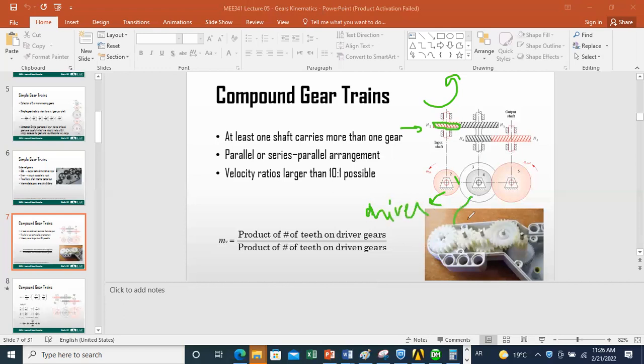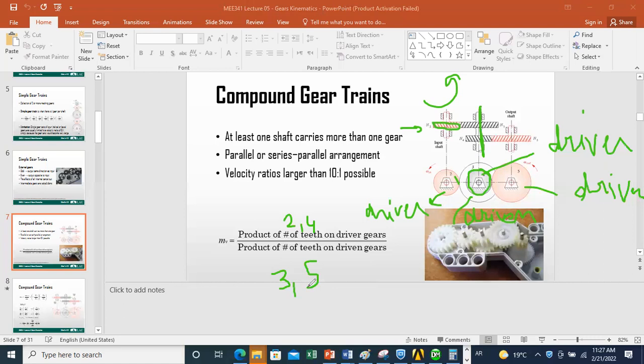Now, since 3 and 4 are connected to the same shaft, they will have the same angular velocity. And then the motion imparted from 3 to 4 will be driving gear 5. This is why we say that 4 is a driver and 5 is a driven gear. Okay, so in total here you have 2 driver gears and 2 driven gears. The driver ones are 2 and 4, and the driven are 3 and 5.